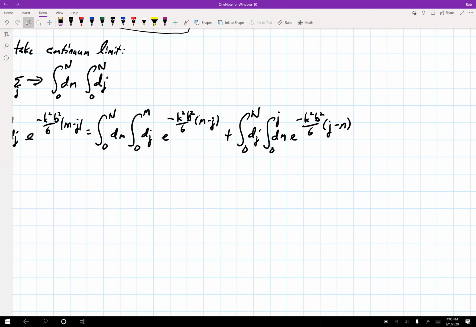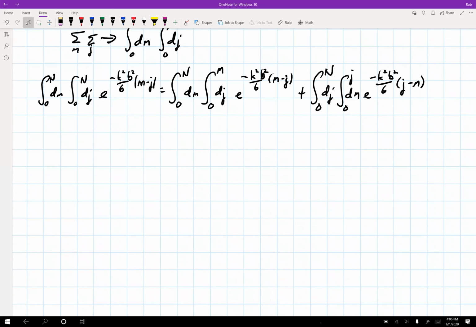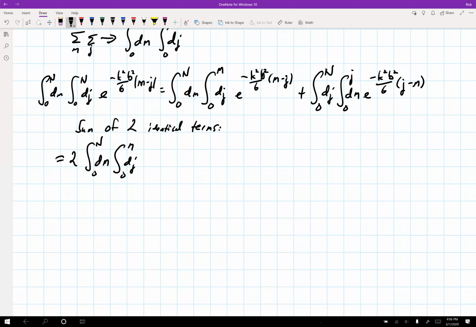All right. So we see this, but the thing to realize here is that, to within a change of variables, it's the same integral written twice. So we don't actually have to solve both of these pairs of integrals. We can just solve one of them and multiply by 2 because we're doing the same thing in both locations. Right? So it's the sum of two identical terms. Of course, you could solve them both and still get the same answer, but we're just going to throw a factor of 2 on. And so this is still then going to be equal to 2 integral dm 0 to n, integral dj 0 to m, e to the minus k squared b squared over 6, then m minus j with no absolute value to deal with.